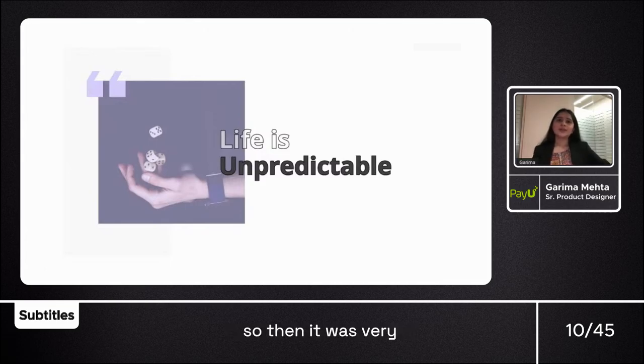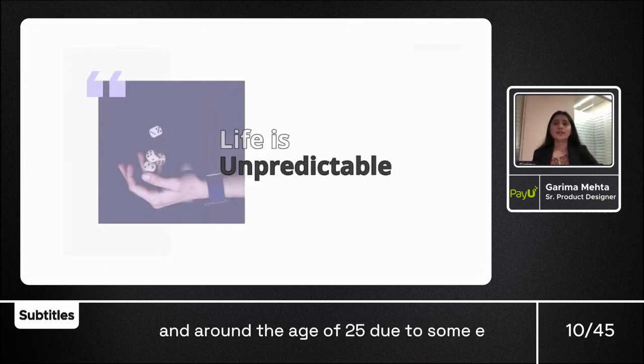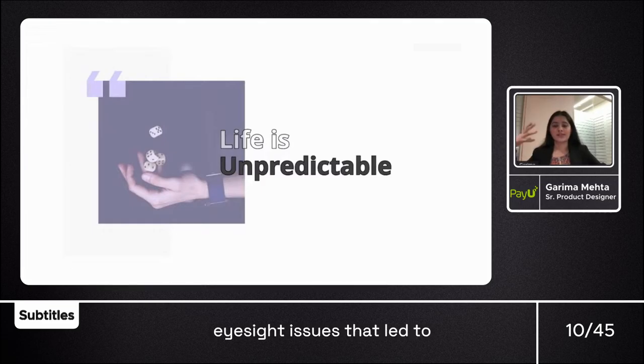So then it was very disheartening for me that I practice web accessibility practices, and in the general notion, I wasn't aware of accessibility things that I must carry out. This guy joined as an engineer, and around the age of 25, due to some genetic problem and medical complications, he got severe eyesight issues that led to degrading of his visual capabilities. And now he cannot see.